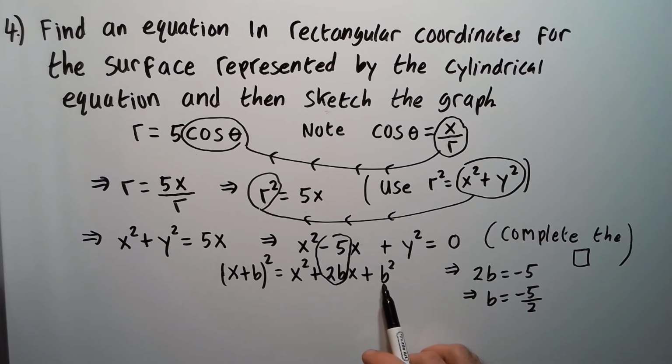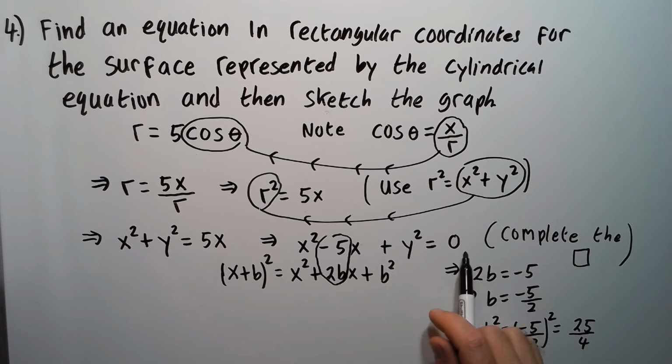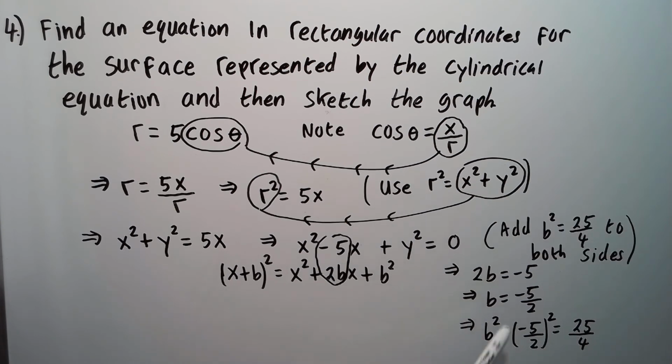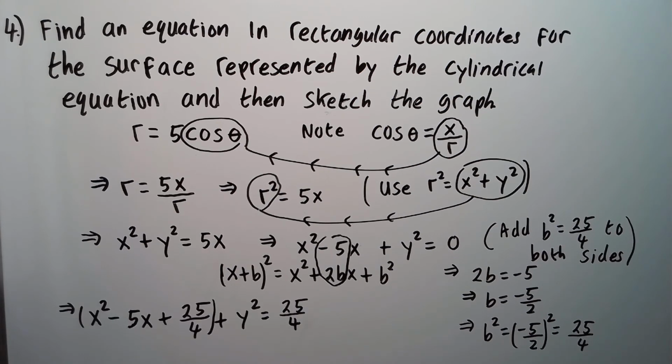Now let's figure out what b squared is, so let's square both sides here. So squaring a negative 5 halves, squaring the negative 5 would be 25, squaring 2 would be 4. Now I'm going to add the b squared to both sides of this top equation. So again, I'm going to add the b squared, which is 25 over 4, to both sides. So let's write it over here. So doing that, we get this. So it'll be x squared minus 5x plus 25 over 4 plus y squared equals 25 over 4.